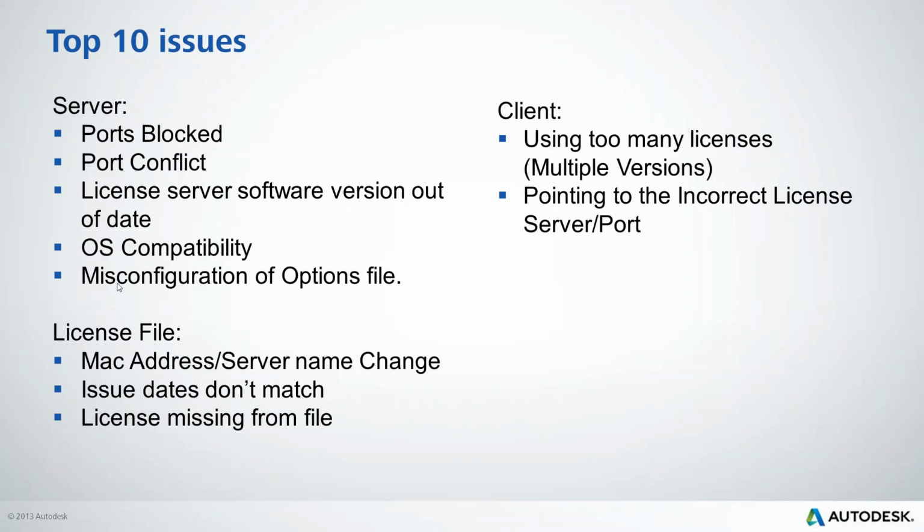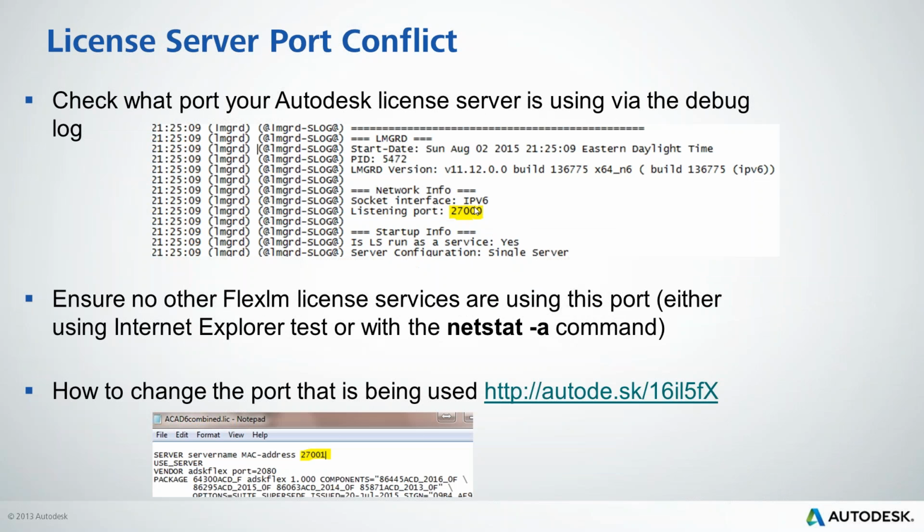Okay, so what are the top issues that we receive from our customers on the server side? The ports are blocked. The network administrator has blocked the port range 27,000 to 27,009. We'll need to allow those ports to go through, or if they absolutely cannot use port 27,000 to 27,009, you have to manually change the license file so it uses a different port.